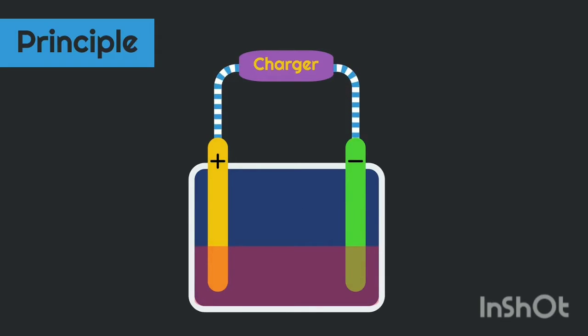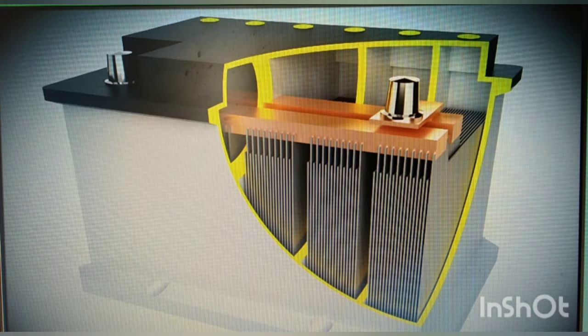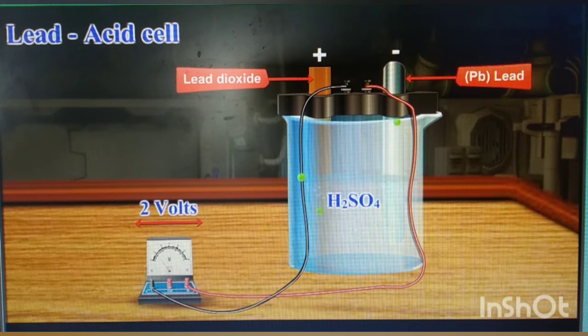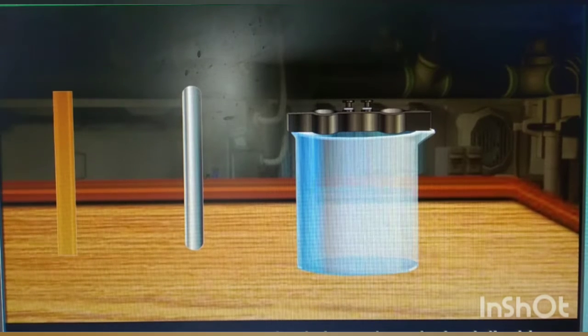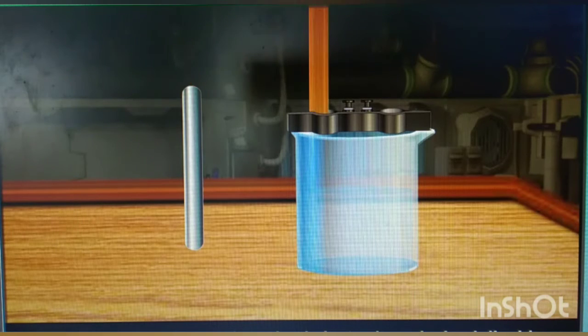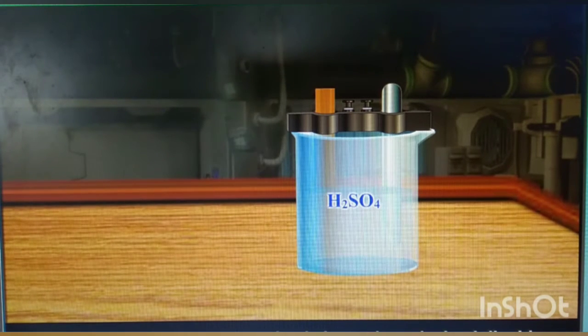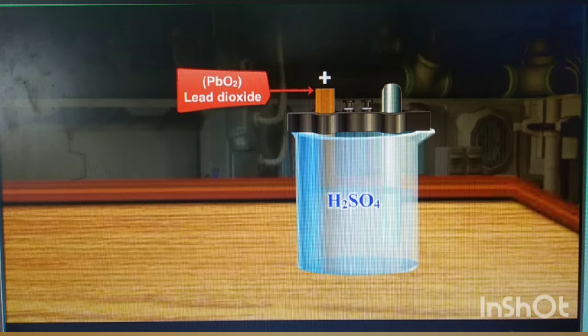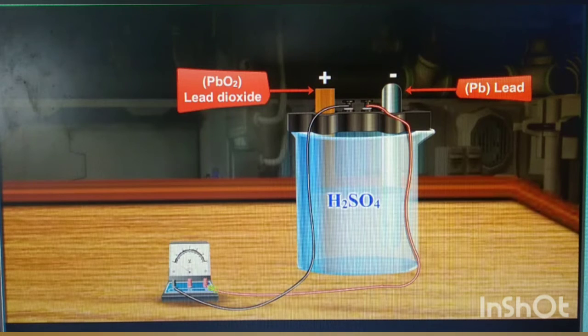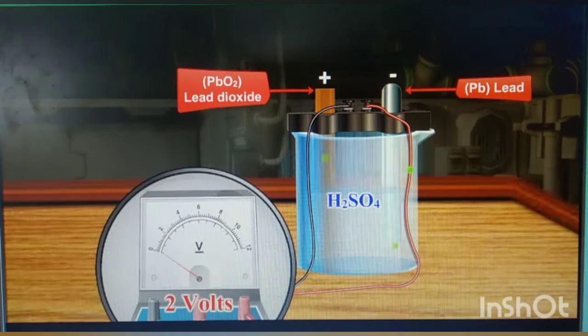So students, here you can observe in this figure. This figure shows a design of a lead acid cell, and this type of cell can be recharged after getting electrically discharged. The lead acid cell contains a lead electrode and a lead oxide electrode, and both are dipped in dilute sulfuric acid. Lead oxide, that is PbO2, carries a positive charge while the lead electrode carries a negative charge. The potential difference between these two is nearly 2 volts.